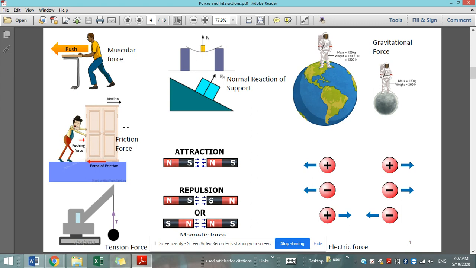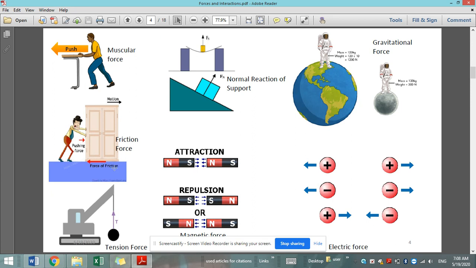These diagrams demonstrate the forces that I mentioned. In the first picture here, we have a muscular force. The man here is trying to push the table using his hands, so we consider the force exerted by the hand on the table to be a muscular force. In the second one, the man is trying to push a certain closet, and we are concerned here with the force exerted by the ground on the closet, which is the force of friction due to rubbing the closet against the floor. As you can see here, the force of friction is opposite to the direction of motion of the closet.